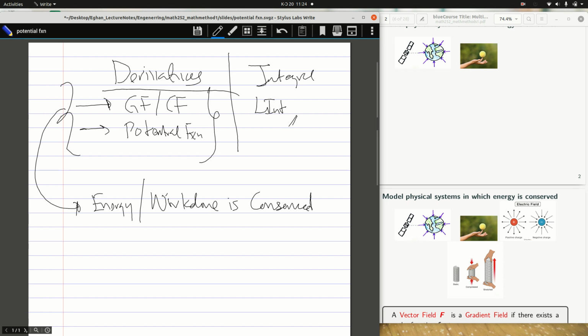We can also have an example like the electric field, which is regarding positively and negatively charged fields. This would be my YP. In the second example, we can also look at the spring case.